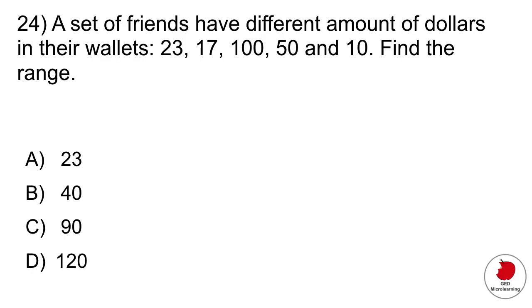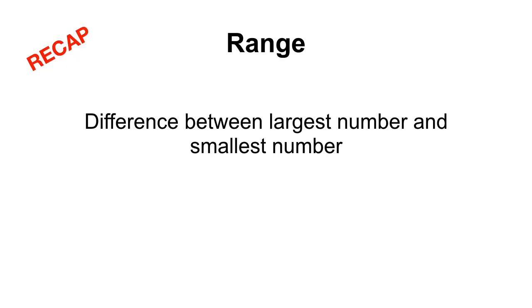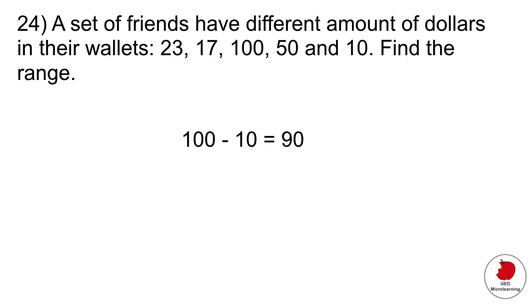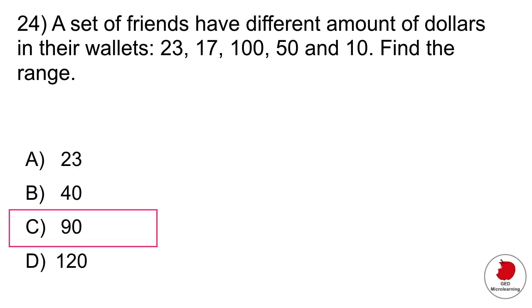Question 24 is another statistics question. So it tells you a set of friends have a different amount of dollars in their wallets: 23, 17, 100, 50, and 10. Find the range. Okay, so just as a recap, range is the difference between the largest number and the smallest number. So all you have to do here to find the range is to find the largest number, which was 100, subtract 10 from it, and that gives you the range, which is 90. Answer C.